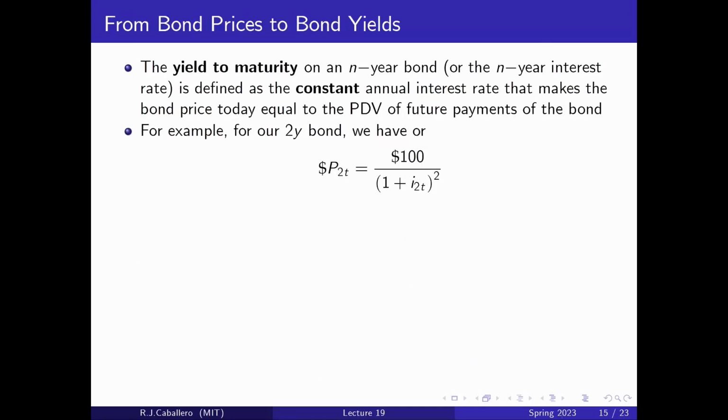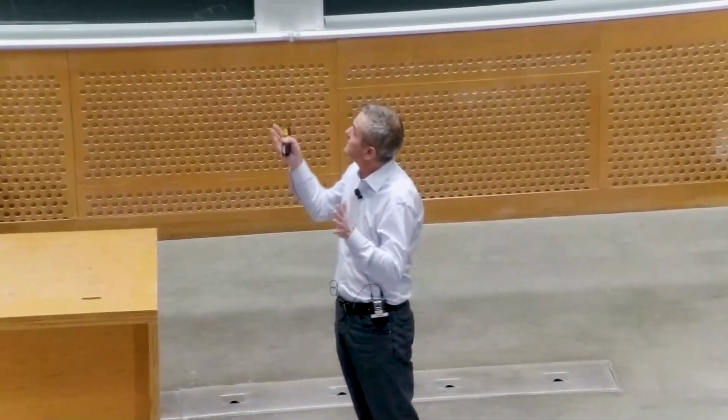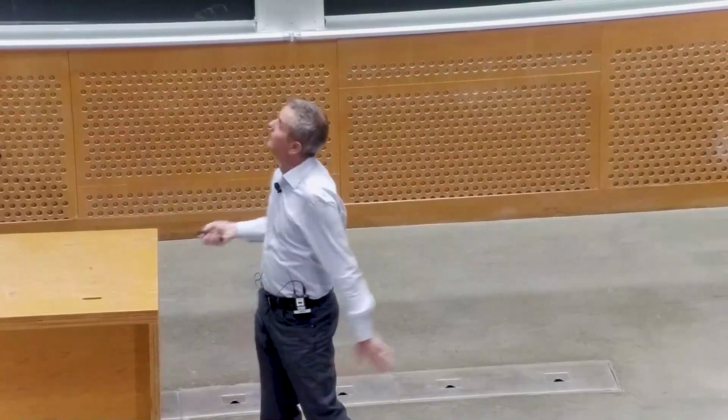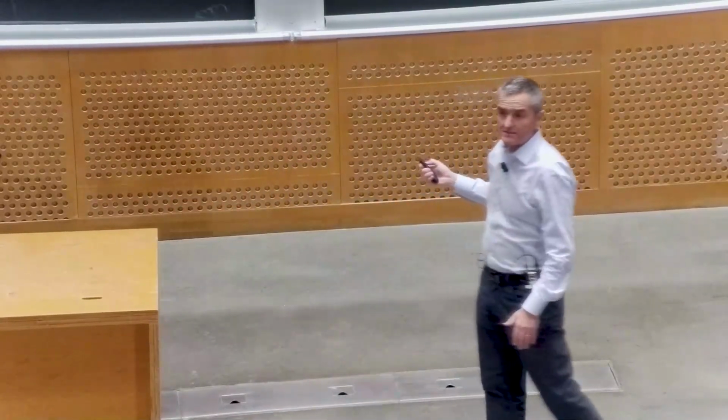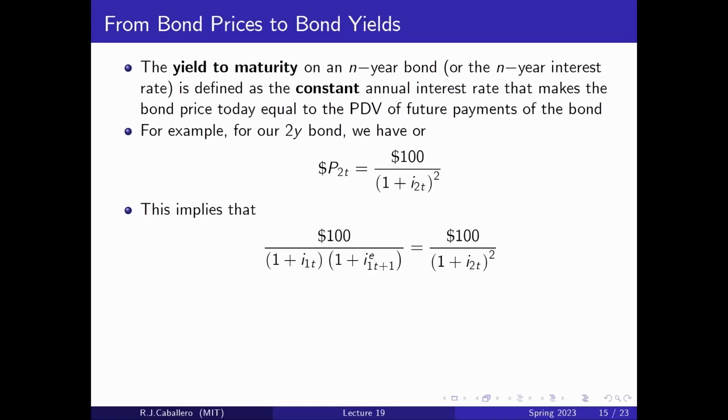And that's the reason I have a subscript 2 here at time t. So what is the rate that, if I put a constant rate, so I have 1 plus I2t times 1 plus I2t, gives me exactly the same price as the one we already determined, okay? And that's what we call the yield to maturity or the yield, and in this case it would be a 2-year rate. If you hear what is a 2-year rate, it's that, okay?